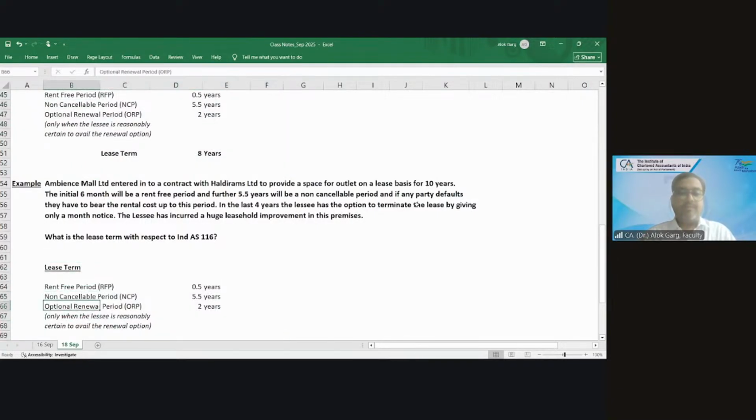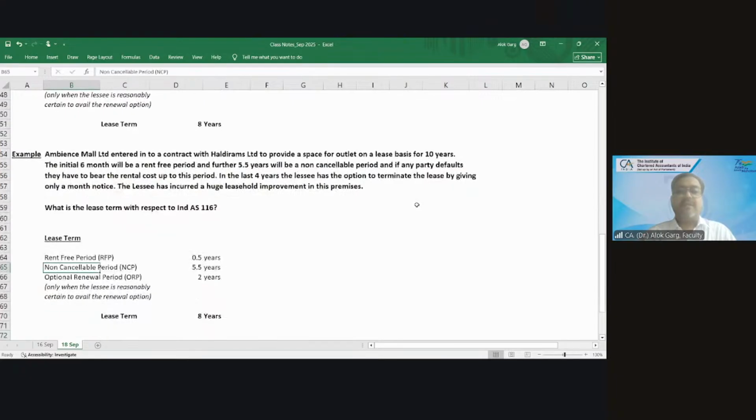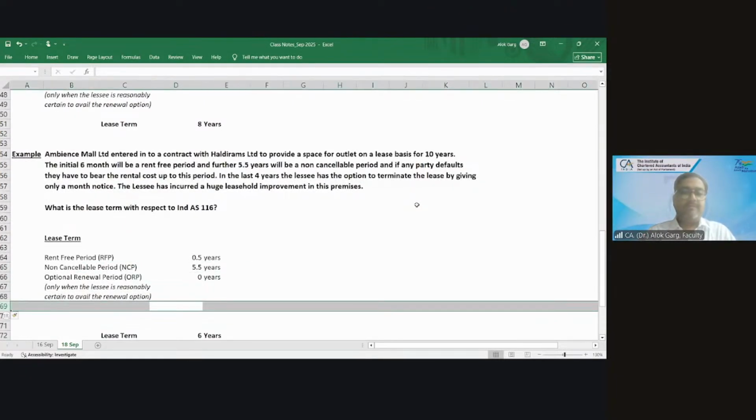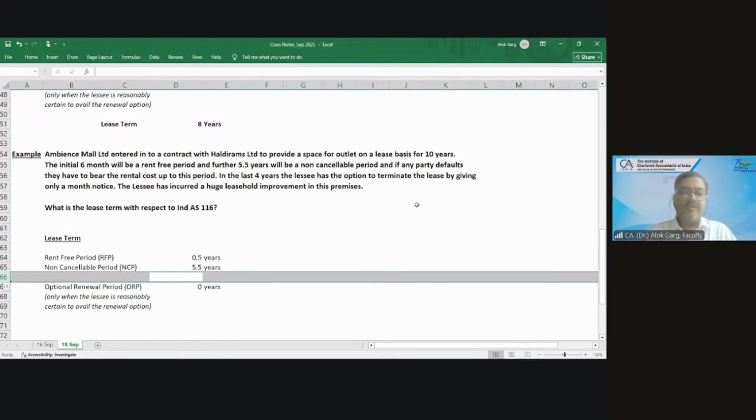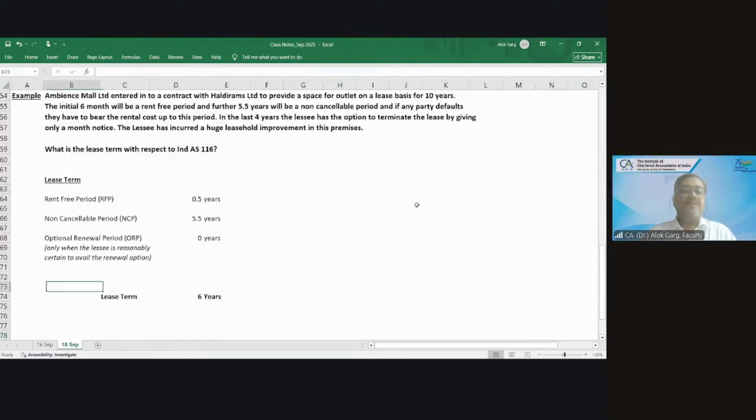Rent-free period, non-cancelable period. Is there any optional renewal period in this question? No, it is not there. Then your optional termination period, OTP. This OTP is not a one-time password, right? This is an optional termination period.